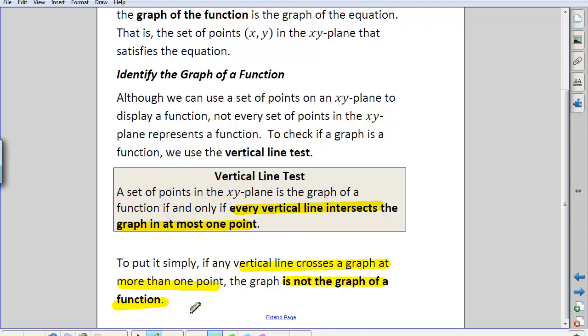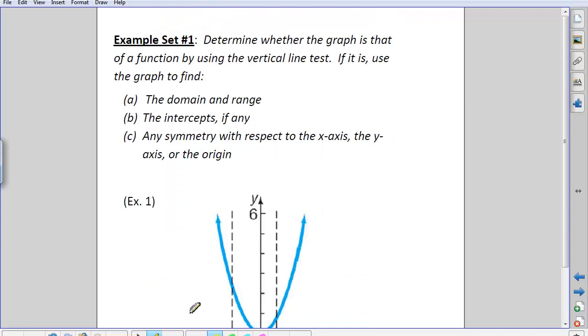So in practice, what does that look like? Okay, so I've got a set of examples here. We need to first determine whether the graph is a graph of a function using that vertical line test.